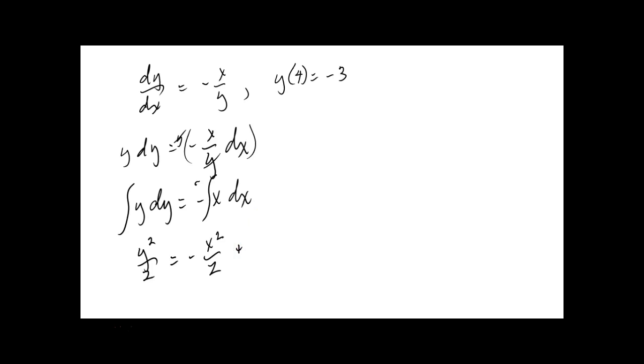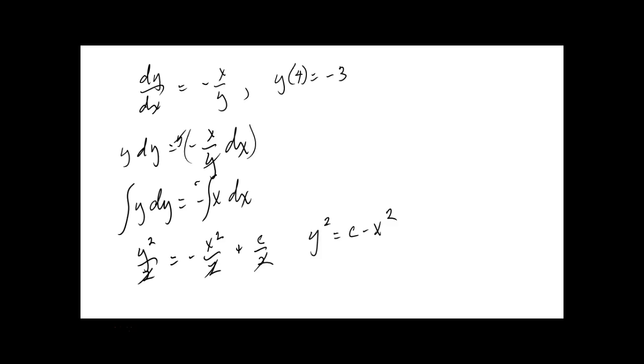Now, just to make it a little handier, let's just call it c over 2. That's just a constant 2, isn't it? And this way we can just multiply everything on both sides by 2 and get rid of our 2's. Just a little trick. So this gives you y squared is equal to c minus x squared. There is your solution. You don't need to take it down to square roots, I don't believe. Let's just leave it like that for right now.